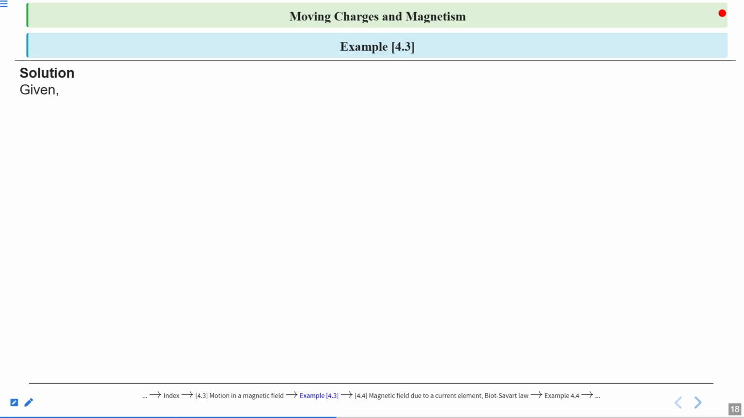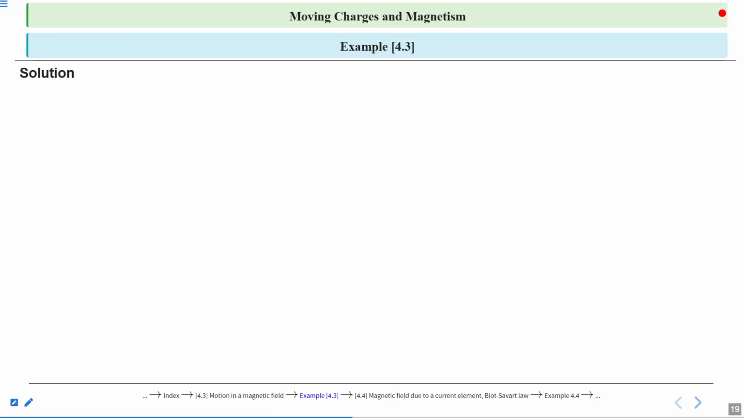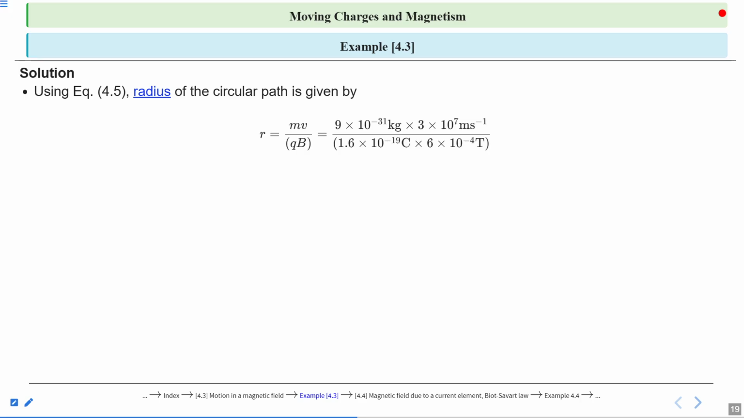So you have to list all the given things. So the mass of the electron is given, m equal to 9 into 10 to the power minus 31 kg. Charge on electron e is given by 1.6 into 10 to the power minus 19 coulomb. Speed of electron is given, v equal to 3 into 10 to the power 7 meter per second. Magnetic field, B equal to 6 into 10 to the power minus 4 Tesla. Now what we have to find? Firstly, radius. So using equation 4.5, the radius of the circular path is given by, what was the expression?